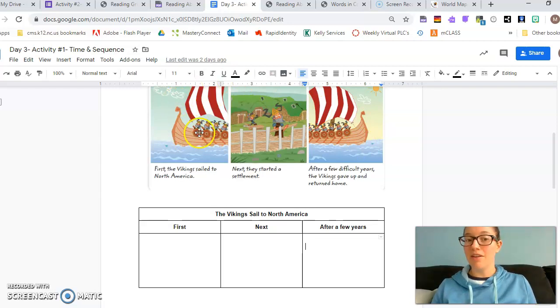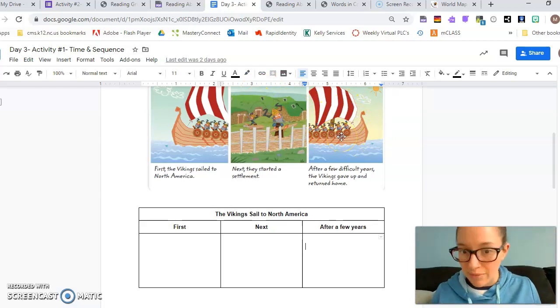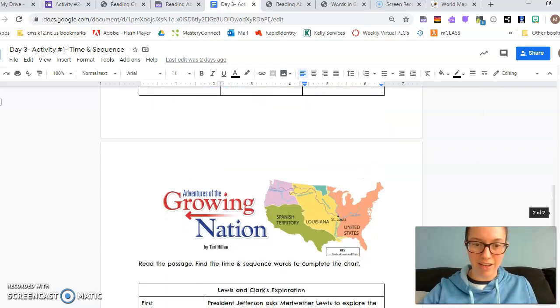So hopefully you're thinking that the first event, they sailed to North America, is connected because once they were there, they created a place to live. And then hopefully you connected the second event to the last one, saying that after they had lived there for a little while, they thought it was too hard here and wanted to go back to their home. So they gave up their village here, got back on their boat, and returned to where they had come from. A great job if you figured that all out. Hopefully you have that all filled in.